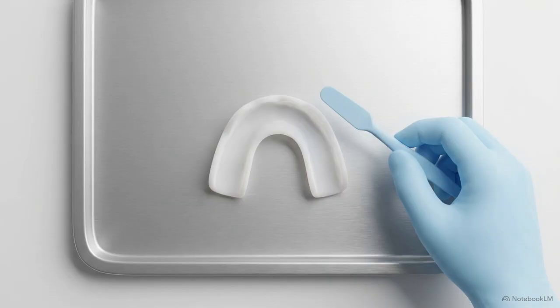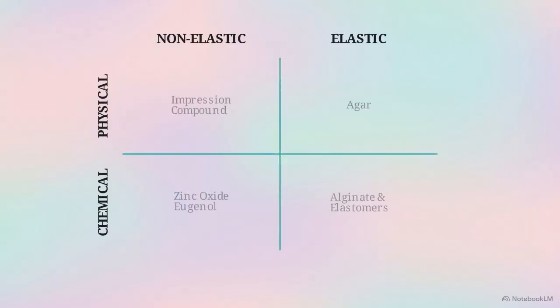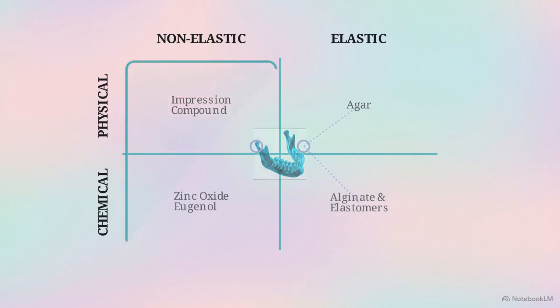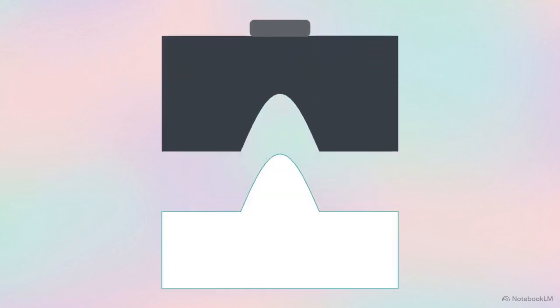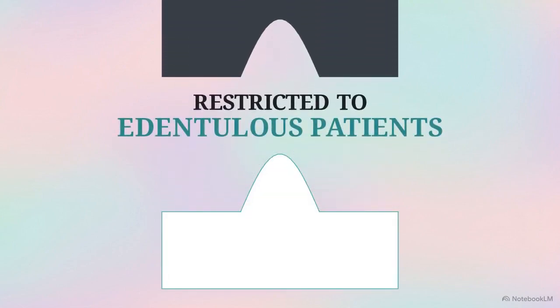Clinical success in capturing oral anatomy is never dictated by the dentist's personal preference. It requires mathematically matching the physical reality of the patient's anatomy to the exact correct quadrant of this chemical matrix. This is the non-elastic quadrant of the matrix. These materials operate under a strict physical limitation. Rigid chemistry cannot navigate undercuts without fracturing. Because of this, their clinical application is restricted exclusively to completely edentulous patients.